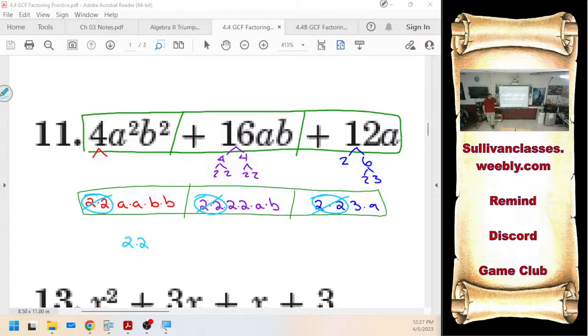How many A's, or sorry, how many 3's do they have in common? Just that one hanging out at the end. A's. Uno. B's. Also uno. Oh, 0, because that last guy does not have a B. Right? So just an A, no B's. What is 2 by 2 by A? 4A.